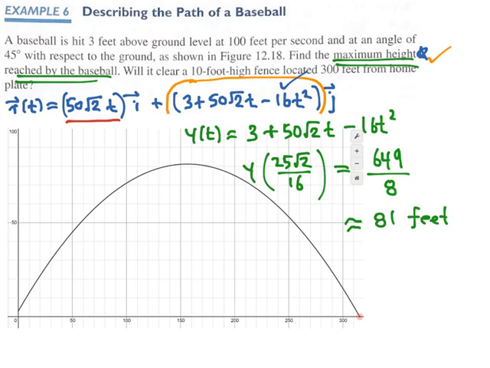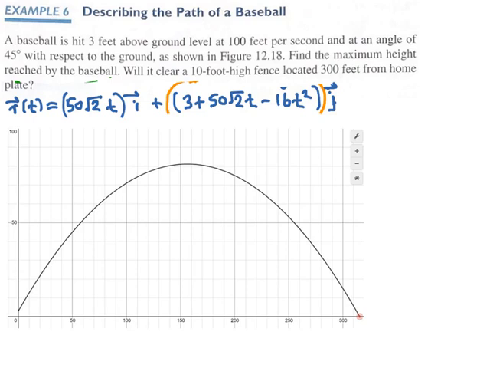And it is, as you can see, consistent with the graph that we had from Desmos. The maximum height does appear to be a little bit more than 80 feet. So now we have answered that question, and we will now look at the second part of the question. Will it clear? Will the baseball clear a 10-foot high fence located 300 feet from home plate? How will we do that?